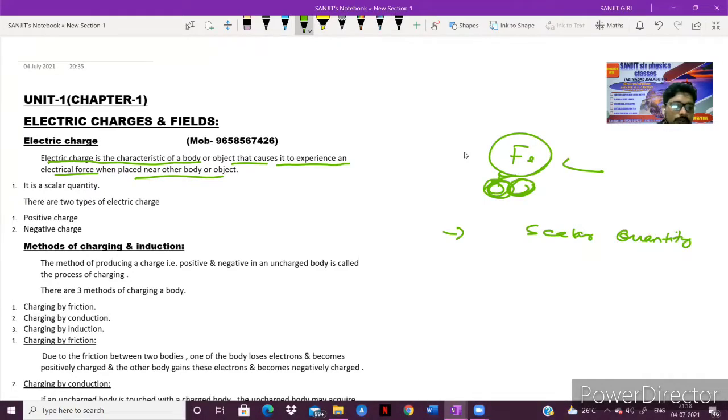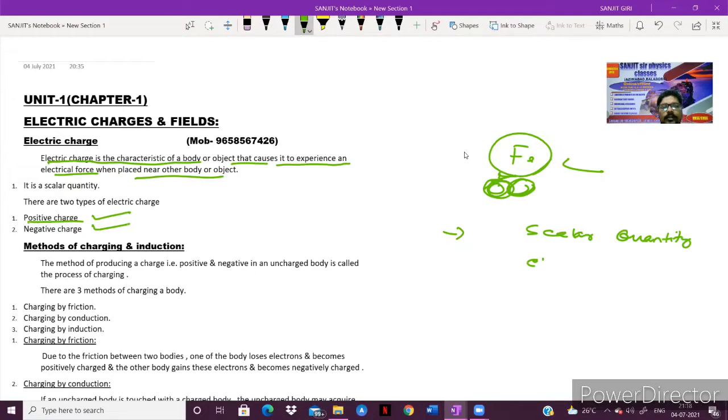Now, the types of charges. Charges are divided into two types. One is positive charge and the other is negative charge.